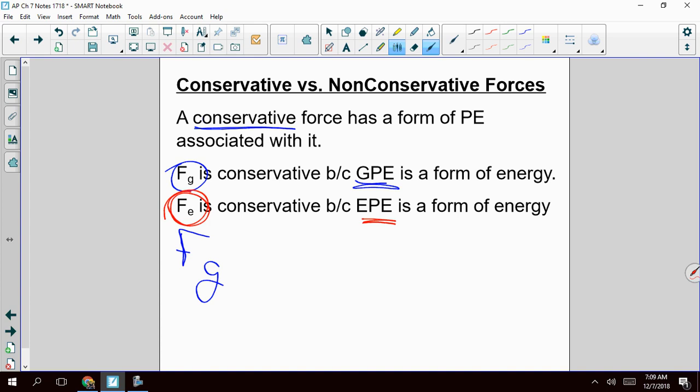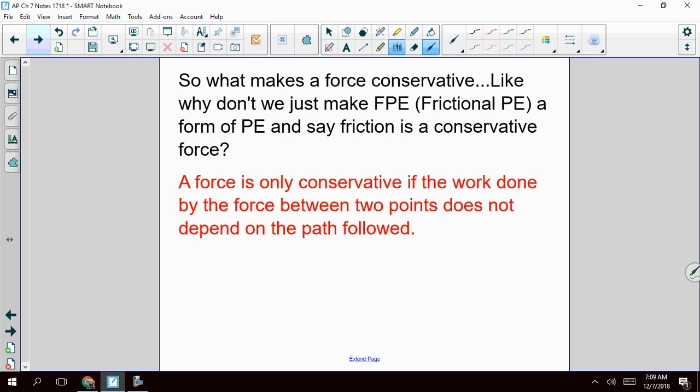So as of right now, here's our definition. A force is conservative if there's a form of potential energy associated with it. But it turns out that's not a great definition, right? Because if that was the deal, then why don't we just make any force we want conservative and associate a form of energy with it? Like, why don't we just start thinking about frictional potential energy, and then make friction a conservative force? But it turns out that you can't do this. This will not work.